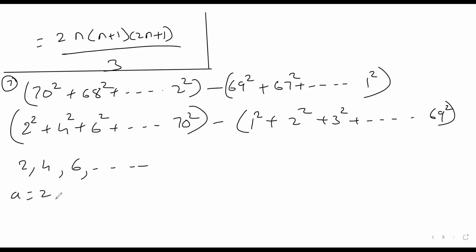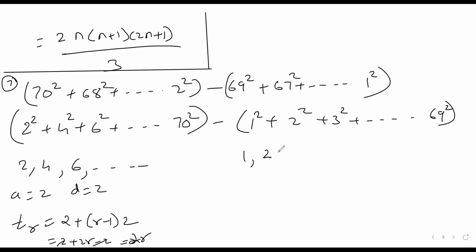So A is 2, D is 2, TR, that is the Rth term of the sequence, is 2 plus (R minus 1) into 2, that is 2 plus 2R minus 2. It is 2R. So this whole thing can be written as summation R runs from 1 to 35, because the even numbers from 1 to 70 are 35 in number, of (2R) whole square.